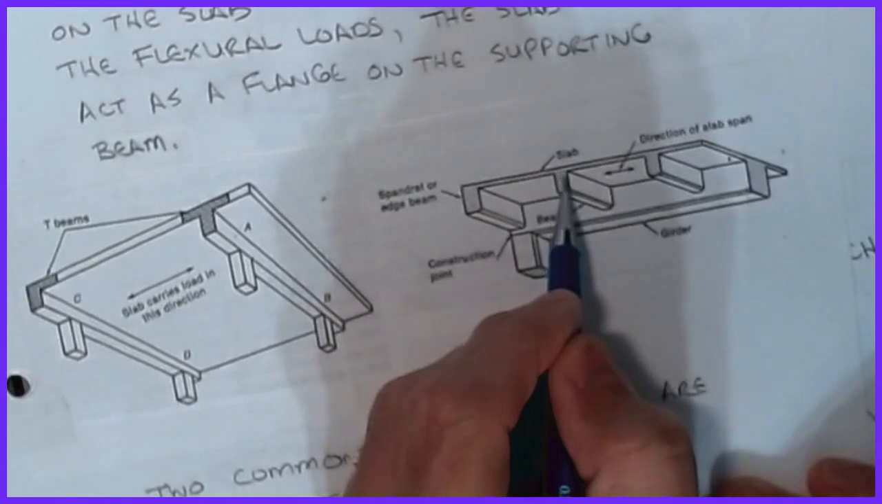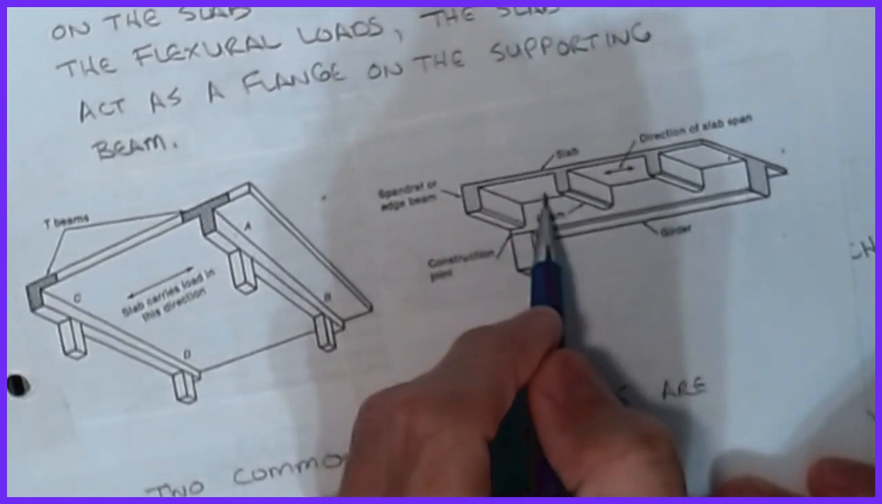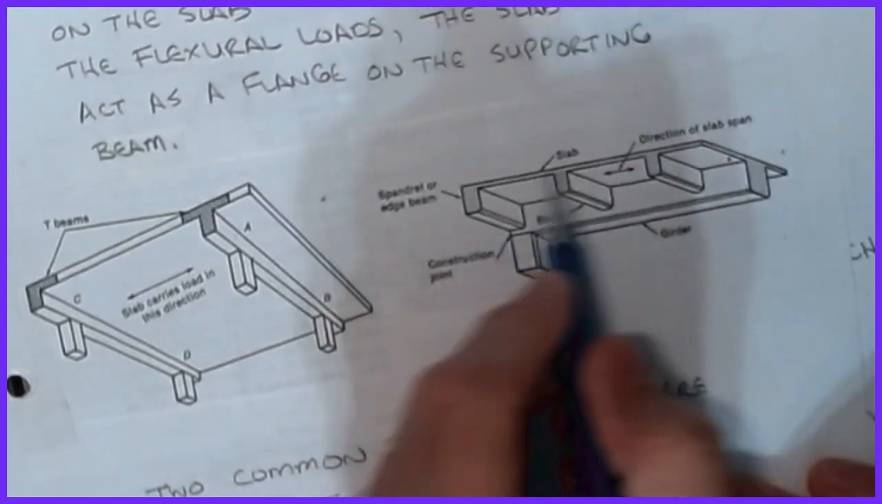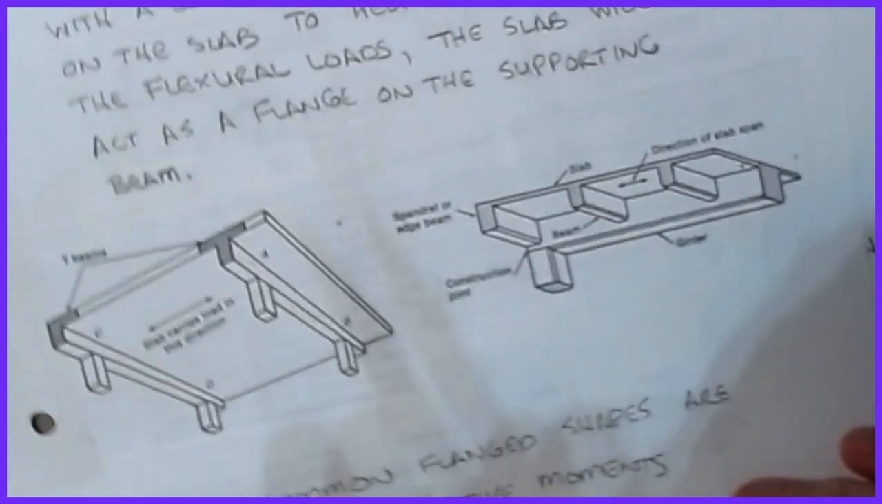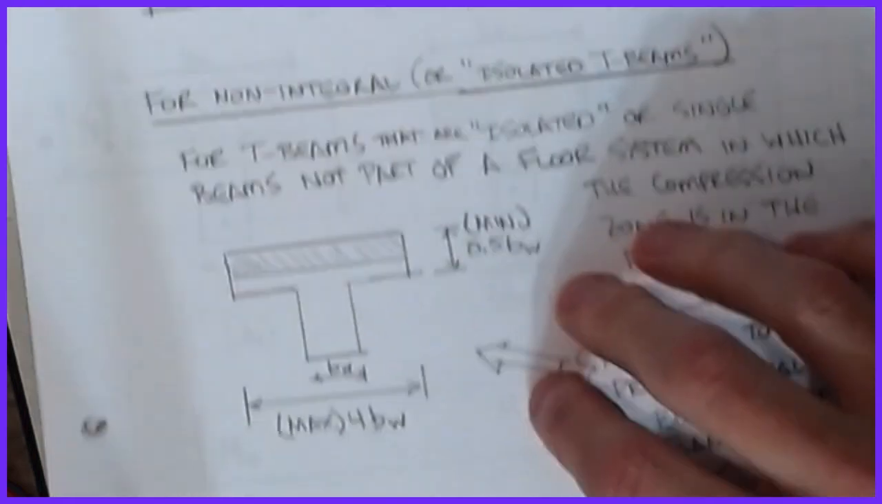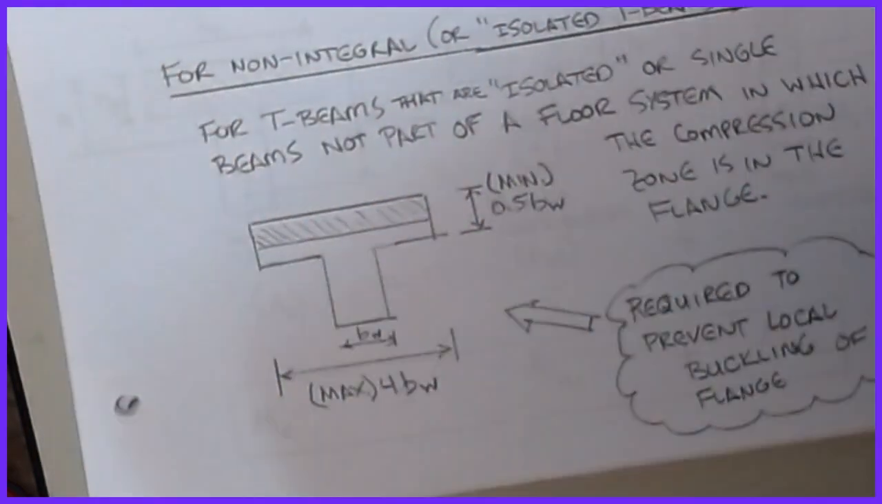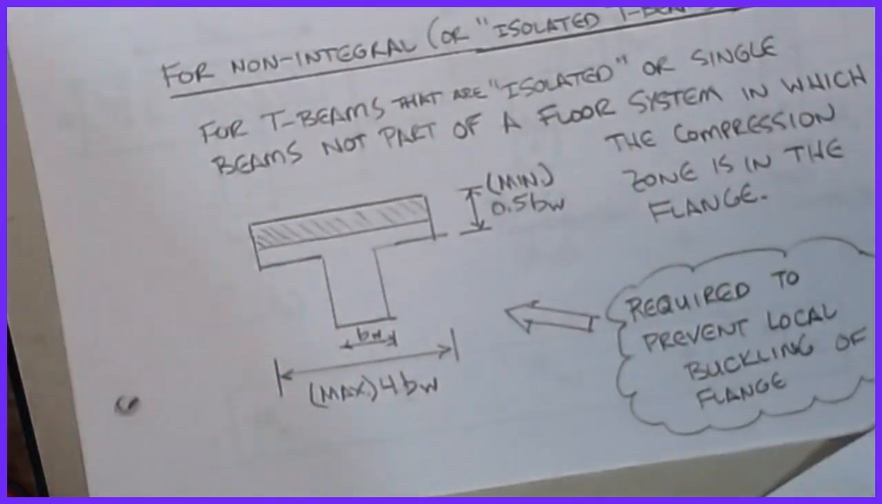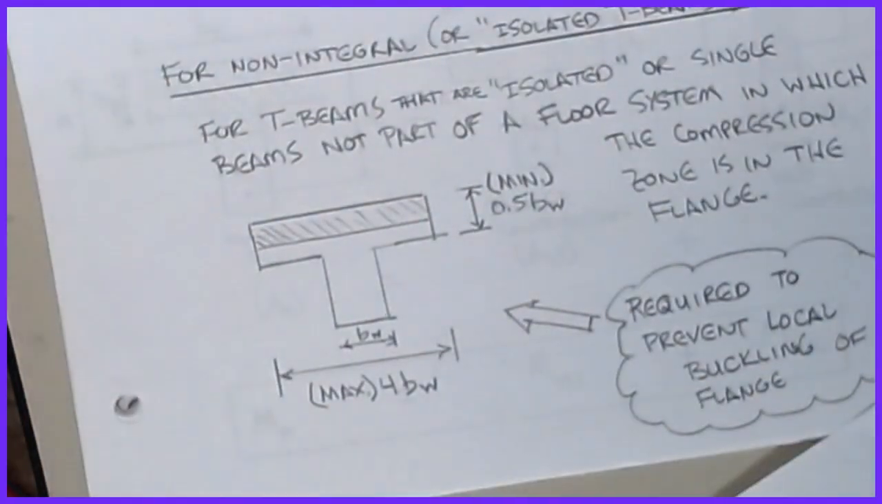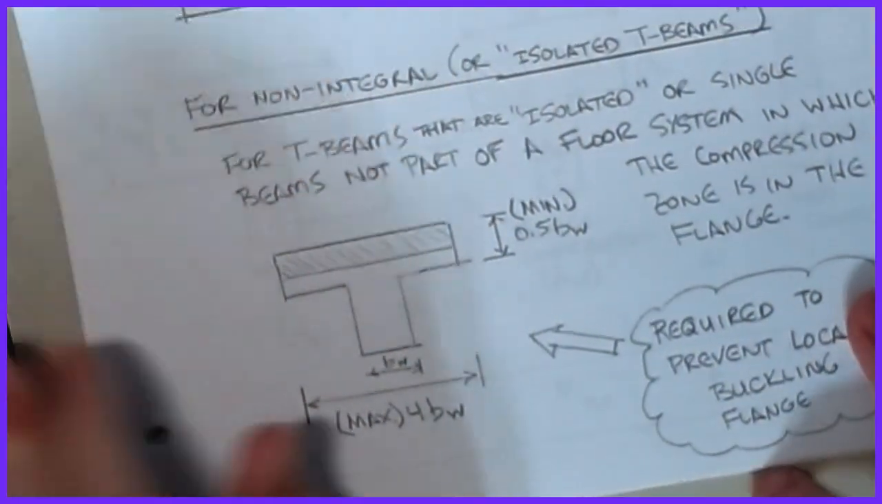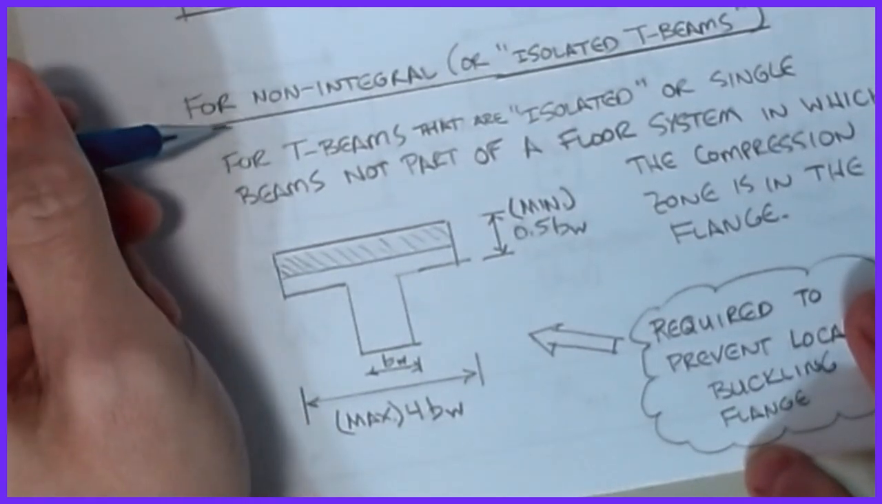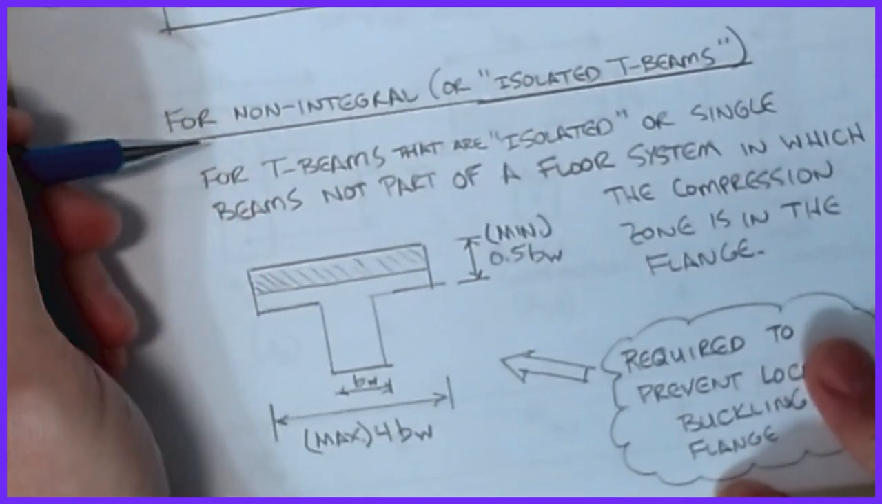Okay, and if you remember from steel design, it's kind of like a lateral torsional buckling kind of effect where the top of this beam tries to kick out. Okay, but the slab helps stabilize that. If I go to a scenario where I only have one beam, I lose that lateral restraint. And so we've got to be kind of mindful of our values there. So this is what we call a non-integral or an isolated T-beam.